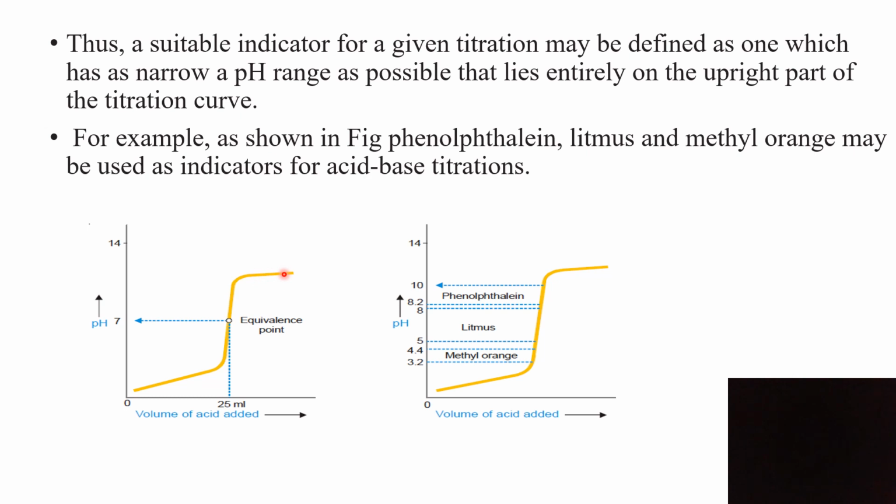The equivalence point lies on the vertical portion of the pH curve, at a neutral pH. The end point of the titration is determined by the color change of the indicator in the titration solution. The titration curve shows that it remains vertical around the equivalence point. Similarly, phenolphthalein, litmus and methyl orange may be used as indicators for acid-base titration.